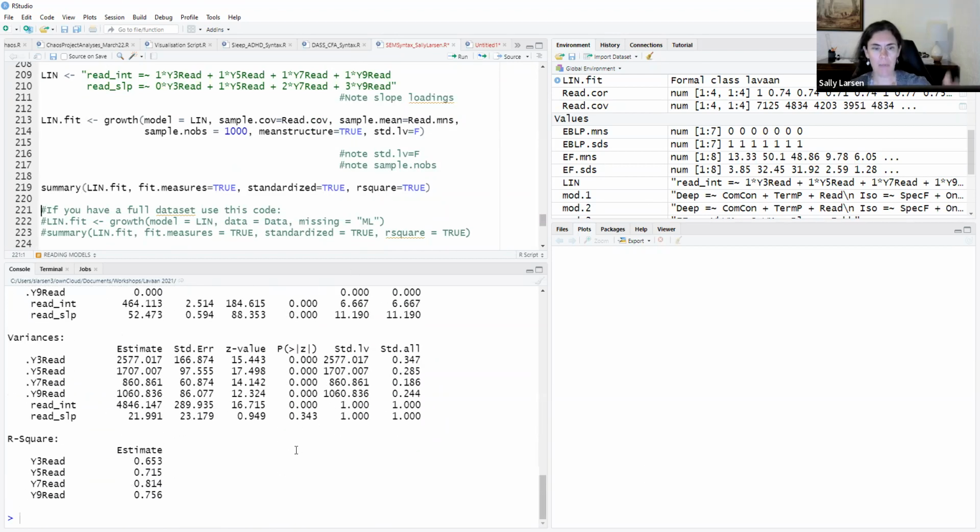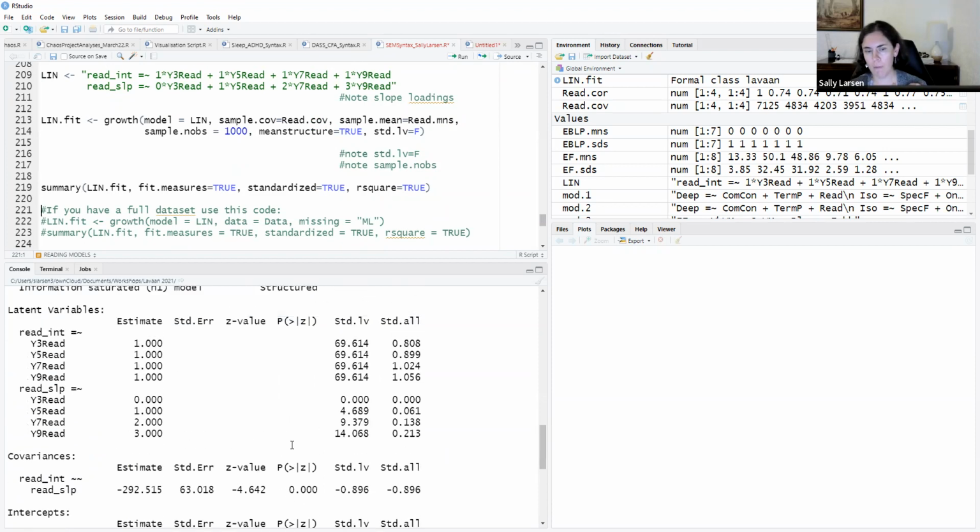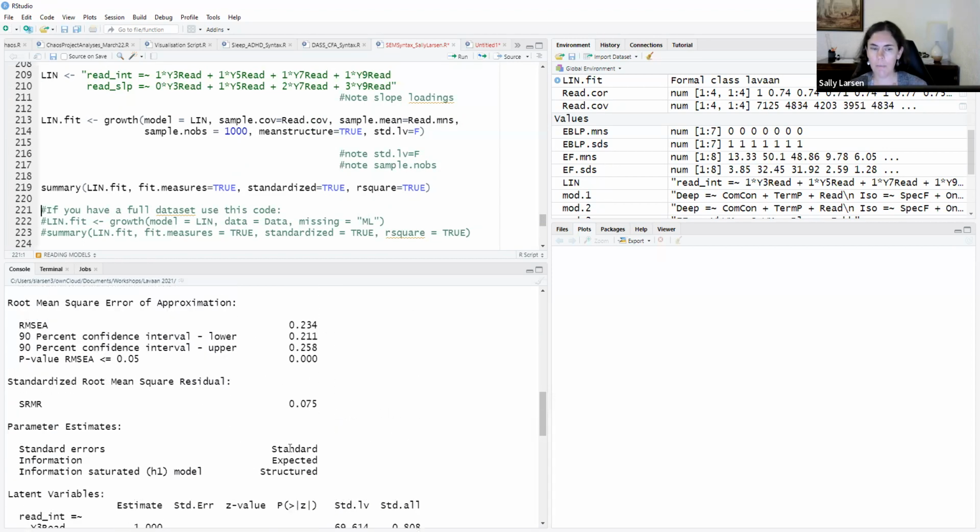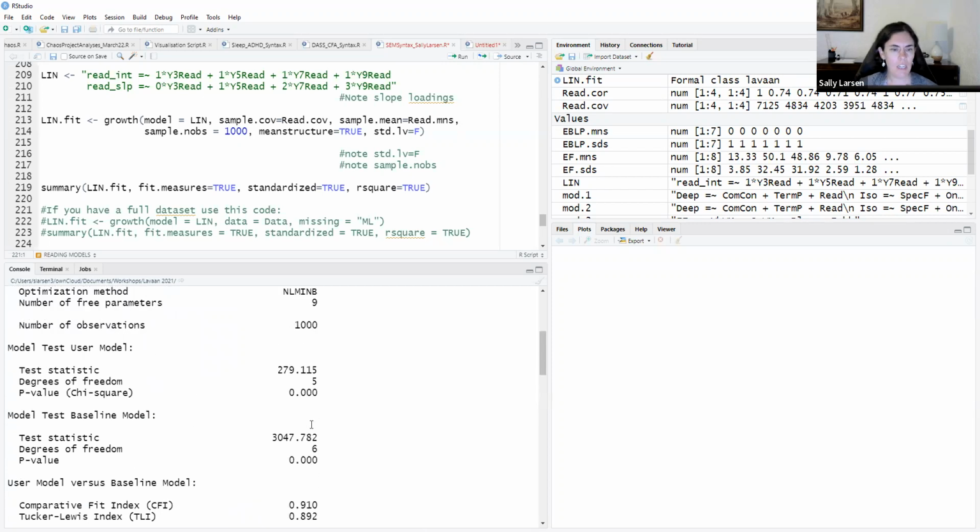It gives you the same sort of information, but in latent growth curve models, the interpretation is a little bit different. So the first thing I'm looking at before we interpret are my model fit statistics. And look at that. That's not very good. It's showing reasonably poor fit to the data.